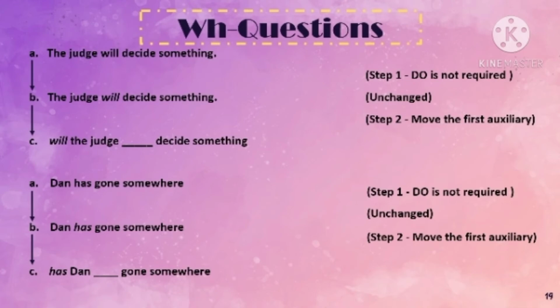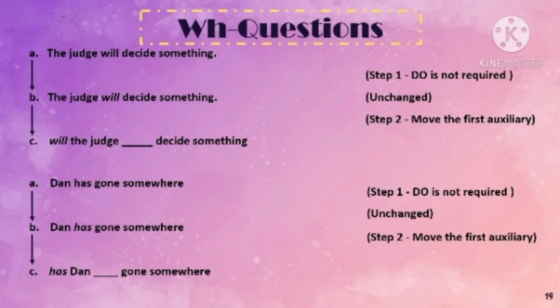The next step that we are going to do is to move the first auxiliary, which is the word will. If we move the auxiliary to the first part of the sentence, we are going to have: will the judge decide something? And it is noticeable that we already formed a yes or no question. But afterwards, this yes or no question will be transformed into a WH question.